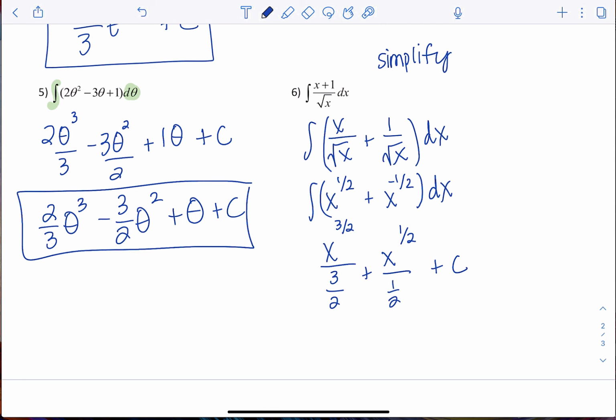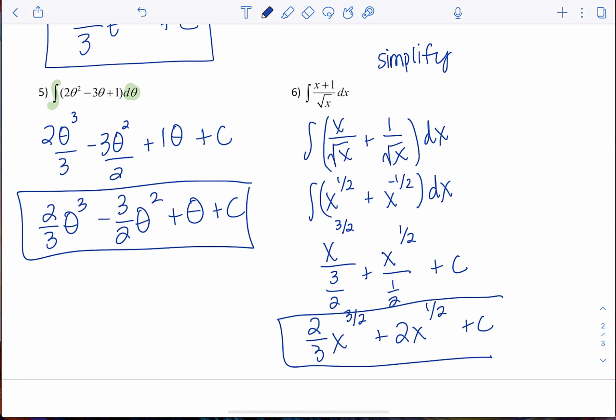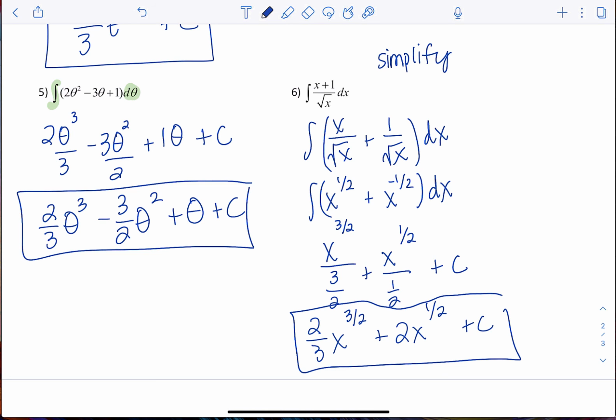For these fractions, since they are a fraction under the fraction bar, we do the reciprocal when we bring them up. And there we go. Now remember, you can always check these by taking the derivative. And as long as you get the original problem, you know that you've done them correctly.